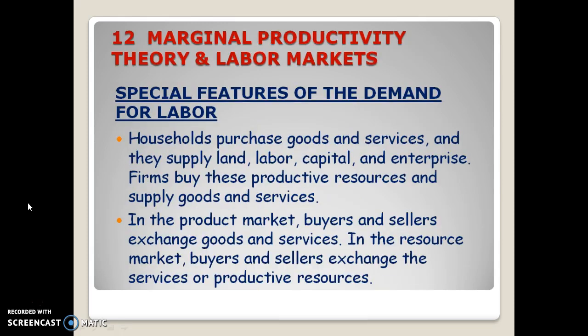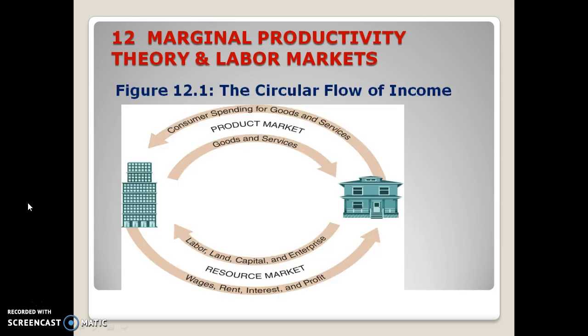For chapter 12 we're going to be looking at features of the demand for labor. When we look at the demand for labor, we're looking at household purchases of goods and services and how they supply those various goods and services. You're going to have two different types of markets: the product market and the resource market. When we look at the product market, buyers and sellers exchange goods and services. In the resource market, buyers and sellers exchange the resources or the factors of production.